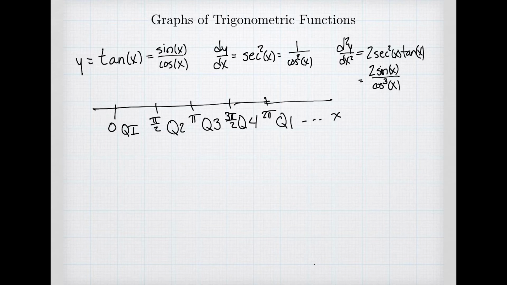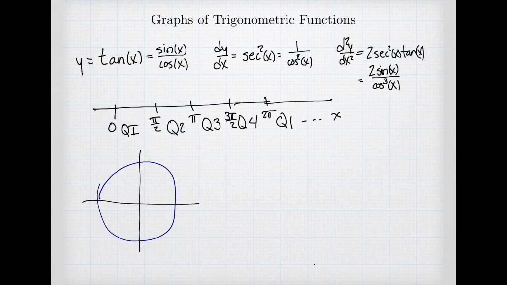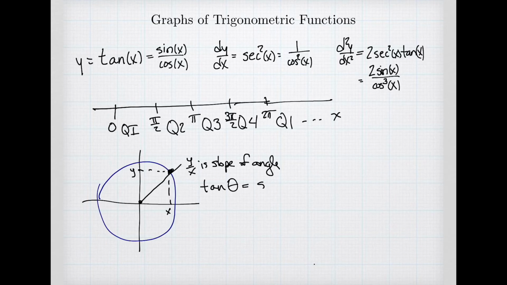All right, so as I think about what are the values of my function, let's think about the unit circle again. The tangent is the vertical component, what would be y, divided by the x component. Because if I thought about this angle, y over x is the slope of the angle. So the tangent of an angle is the slope of the ray. And that helps me think about the tangent a little easier.